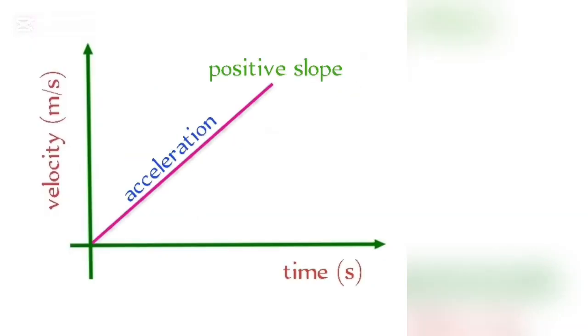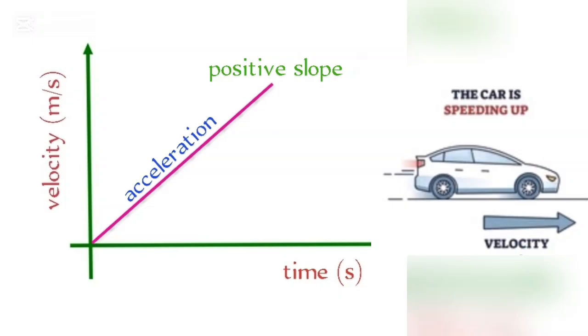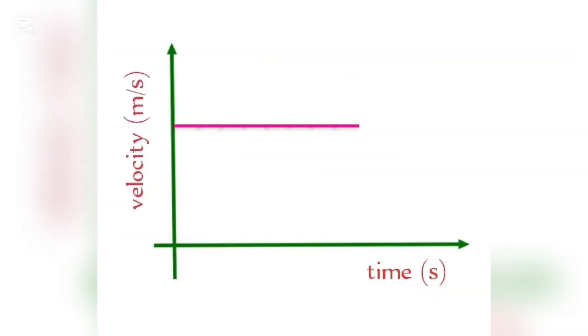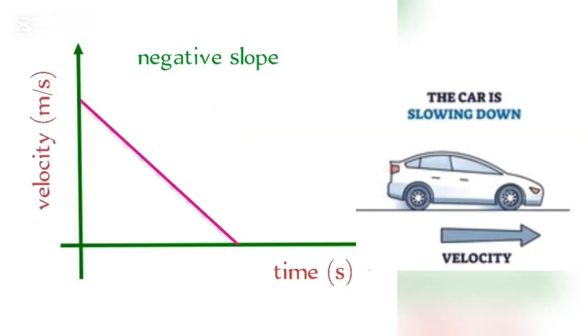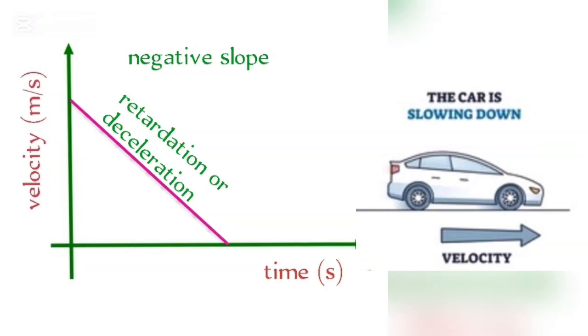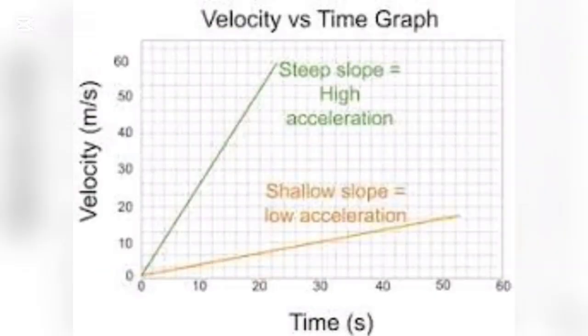A positive slope means the object is speeding up. That's positive acceleration. A flat horizontal line means zero acceleration. The object is moving with constant velocity. A negative slope means the object is slowing down. That's deceleration or retardation. The steeper the slope, the greater the acceleration. The shallower the slope, the less the acceleration.